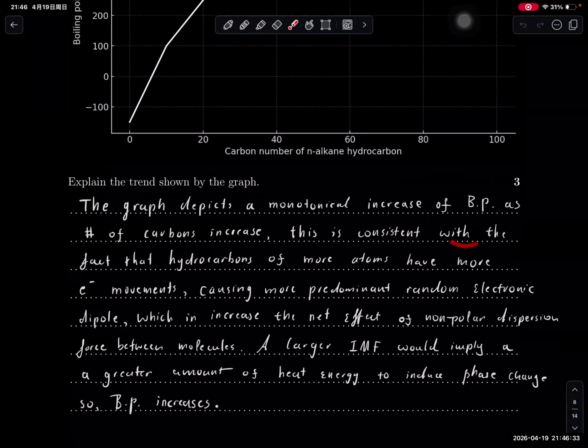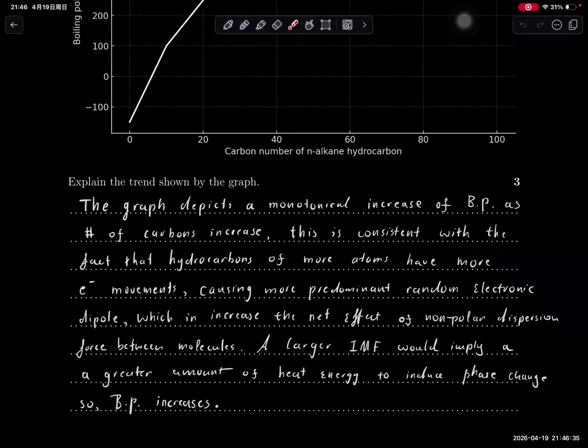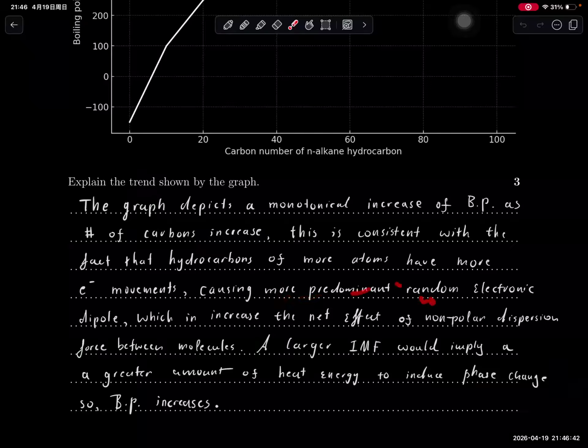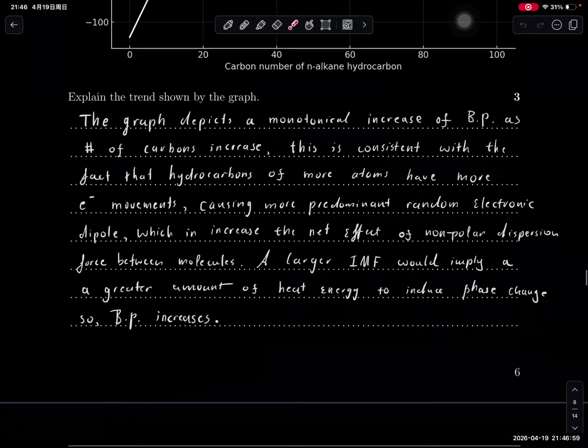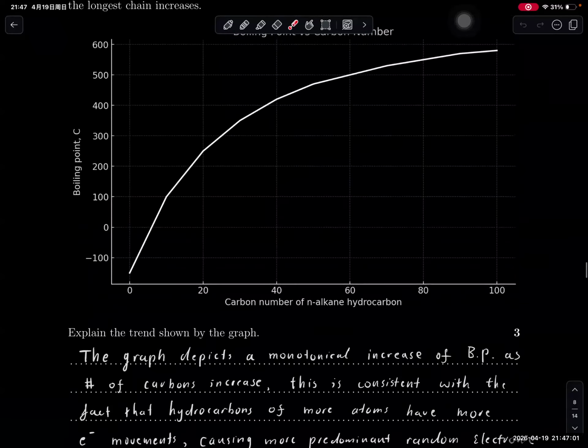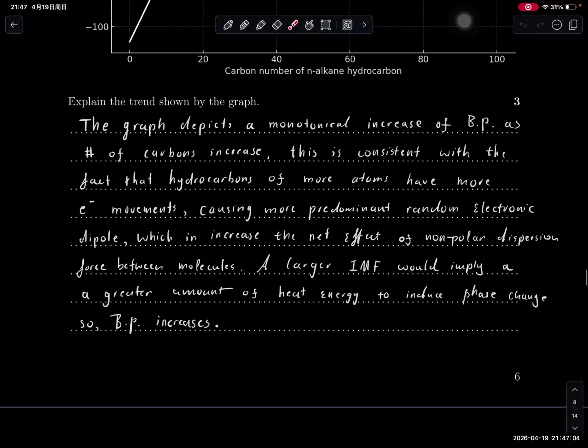This is consistent with the fact that hydrocarbons with more atoms have more electrons, causing more predominant random electronic dipoles, which increases the net effect of the nonpolar dispersion force between molecules. Also say that a larger intermolecular force implies a greater amount of heat energy required to induce phase change, hence a higher boiling point. Okay, make sure to follow the steps here.